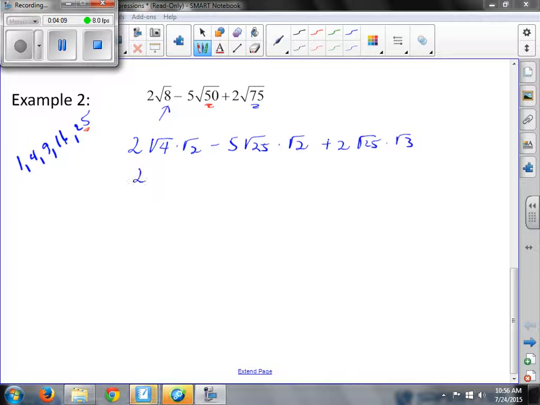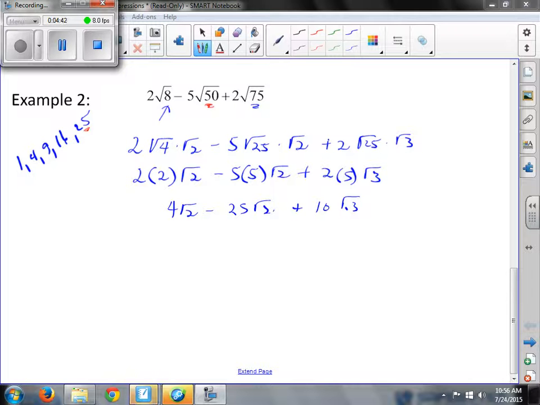So now we have 2 times the square root of 4 becomes 2, square roots of 2, minus 5, the square root of 25 becomes 5, square roots of 2, plus 2 times the square root of 25 becomes 5, square roots of 3. So now we have 2 times 2 is 4 square roots of 2, minus 5 times 5 is 25 square roots of 2, plus 10 square roots of 3.